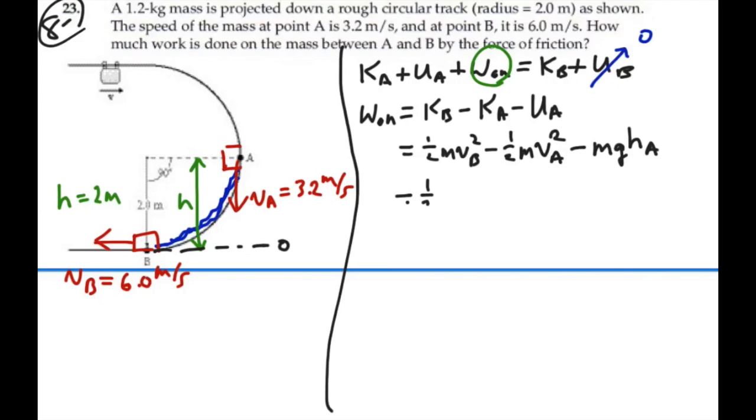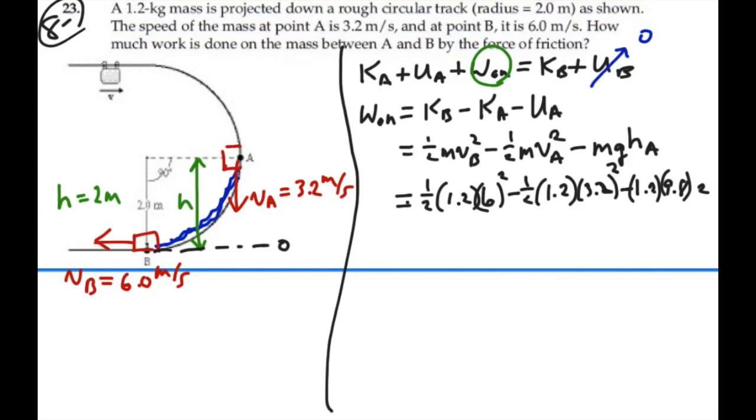That is going to be 1/2 times the mass, 1.2, times the velocity of B squared, 6 meters per second, squared, minus 1/2 times 1.2 times the velocity at A, 3.2 meters per second, squared, minus 1.2 times 9.8 times h, which is 2. I'm running out of room here. Good thing. So what is that? It's negative 8.06 joules.